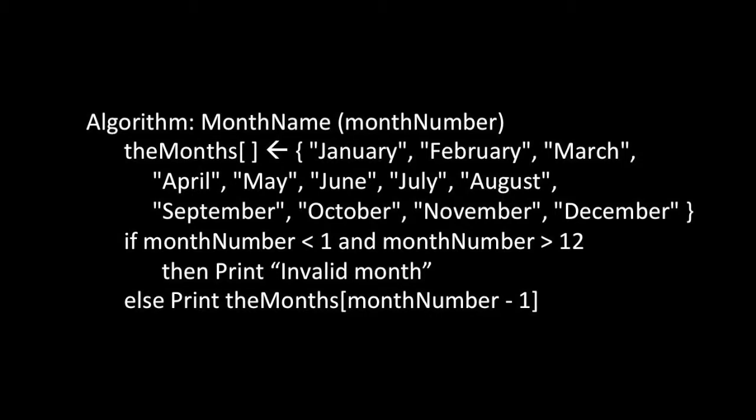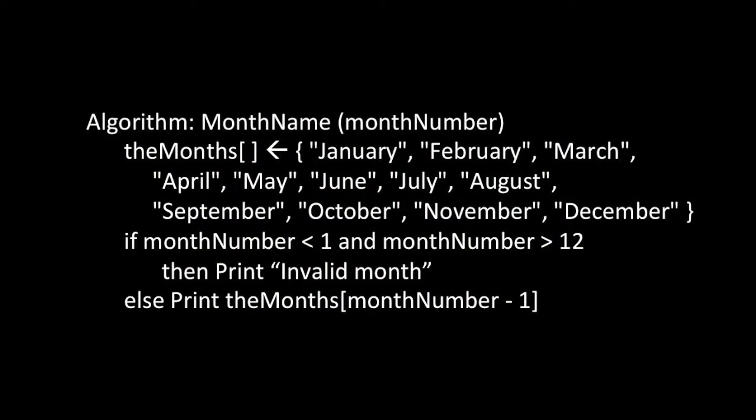Then the rest of the program is pretty simple. If the month number is less than 1 and the month number is greater than 12, well, then I've got an invalid month, and I'm not going to be able to print out the name of the month, so I'll print out invalid month. Otherwise, I know I've got a number that's between 1 and 12, so I'll print out the month name. Now, let's think about this just for a second.